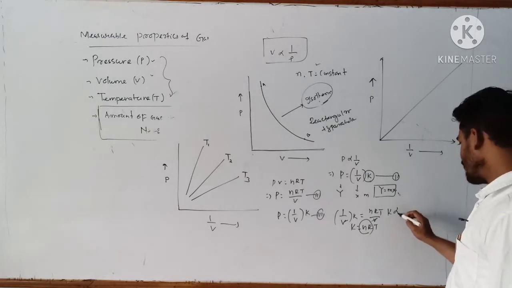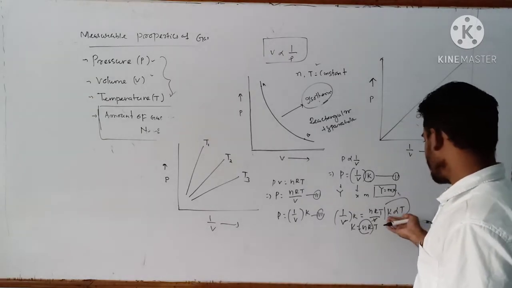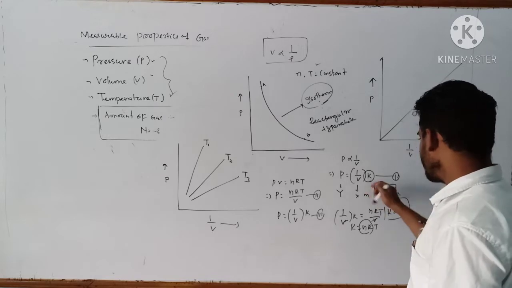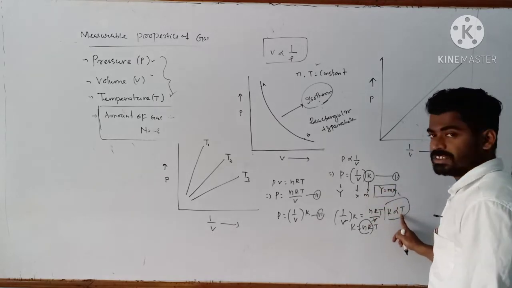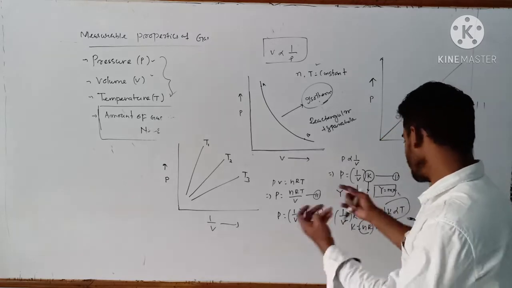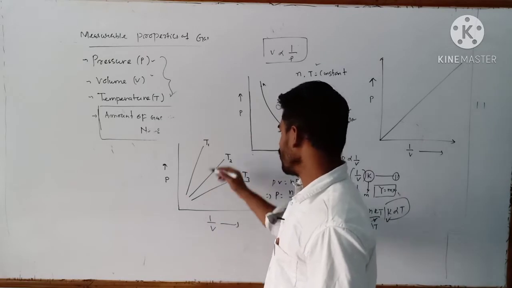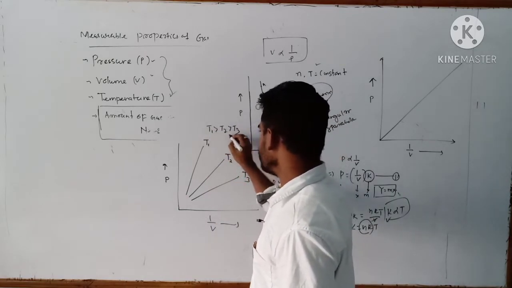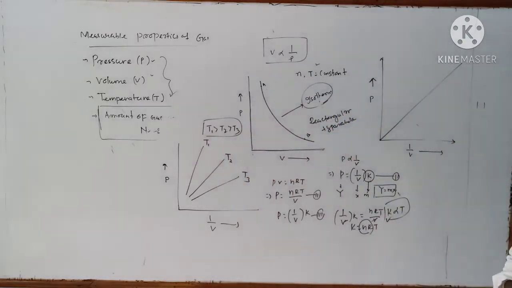So K is directly proportional to T. That means the higher the T, the higher the value of K. So here what is K? K is slope. So the value of slope depends on what? On temperature. So more the temperature, more will be slope. Then here you can write down the order: T1 is greater than T2 is greater than T3. Am I right? So more the temperature, more will be slope.